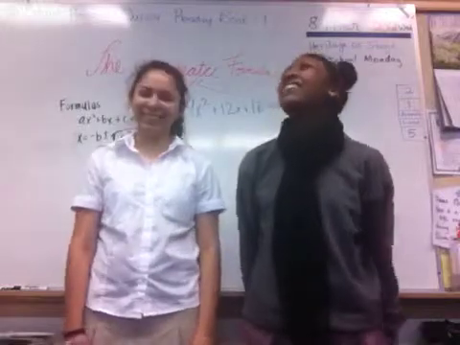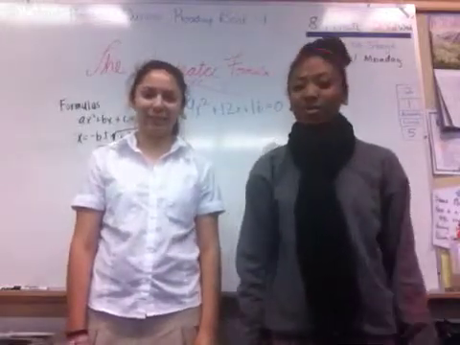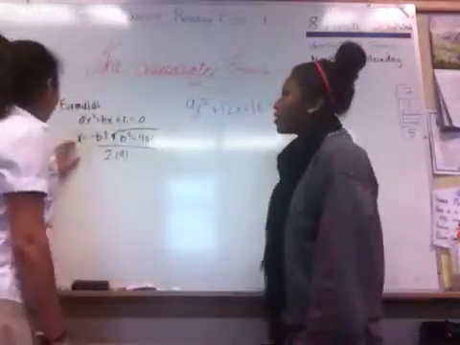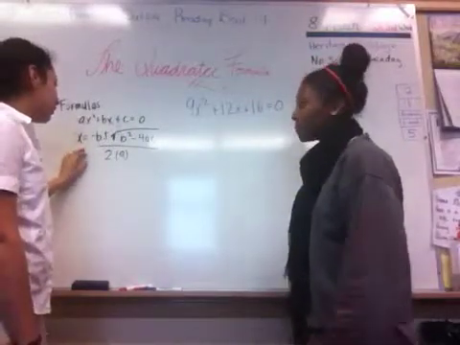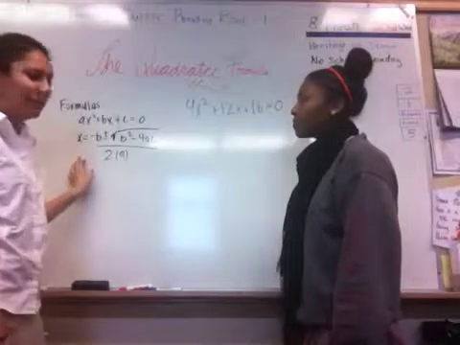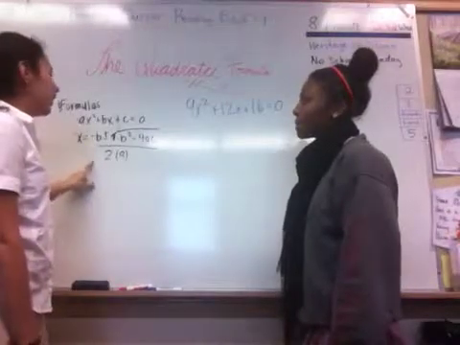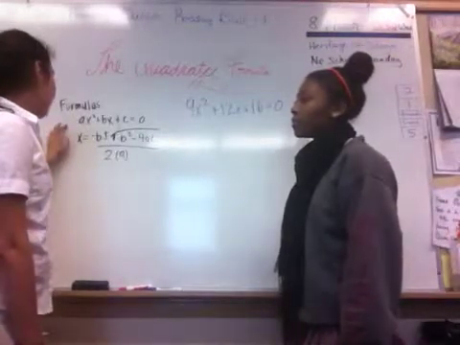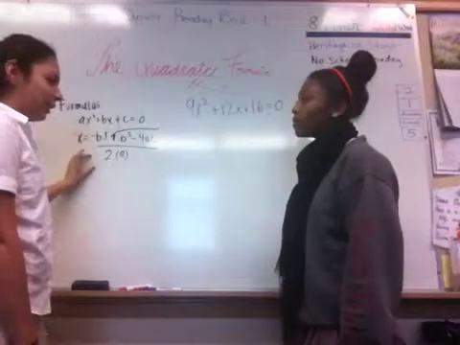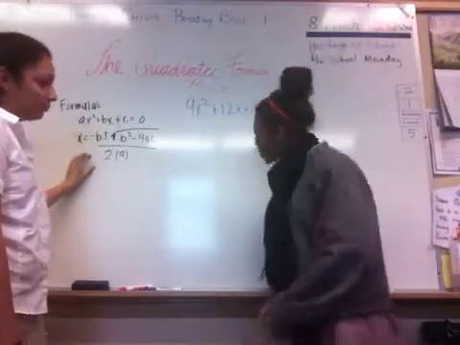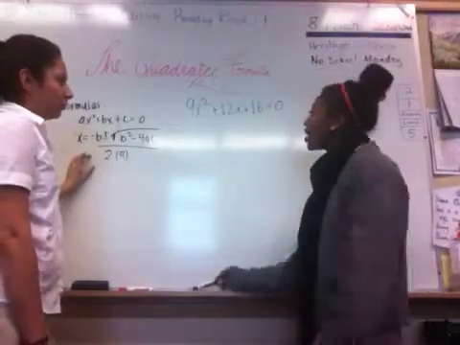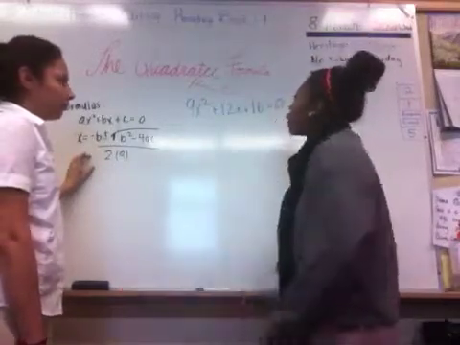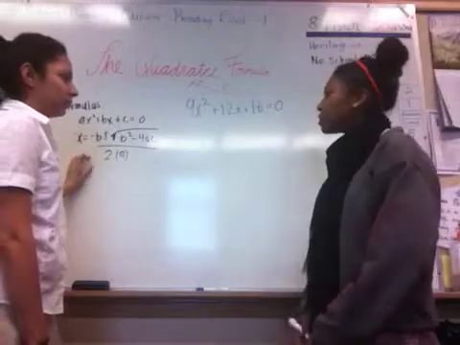And today we're going to be showing you the quadratic formula. So the quadratic formula is x equals negative b plus or minus the square root of b squared minus 4ac over 2a. And we plug a polynomial into this equation. Today the quadratic polynomial that we're using is 9x squared plus 12x plus 16 equals 0.